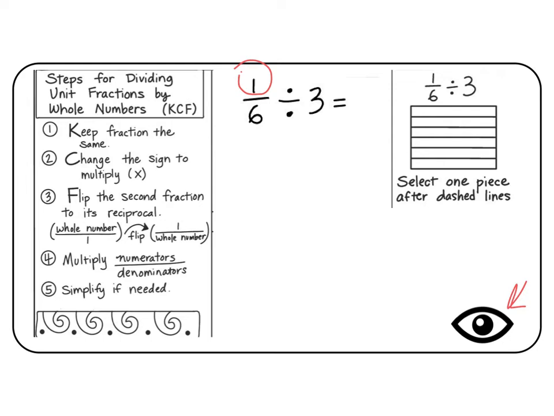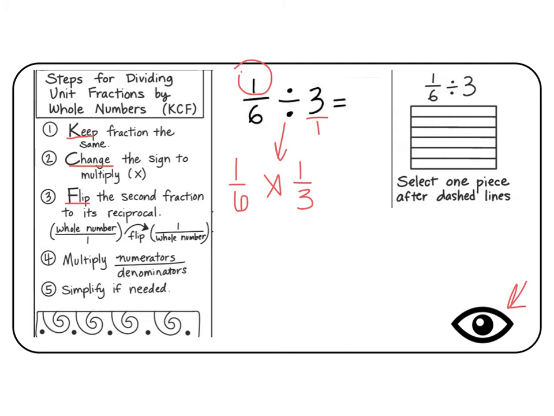Our first step is going to be to keep the same fraction. So I'm going to keep 1/6. Then I'm going to change, because the opposite of dividing is multiplying, so I'm going to change to a multiplying sign, and then I'm going to flip the second number over. And we know that 3 has an invisible 1 underneath it because every whole number does. So if I flip it upside down, I'll have 1/3.